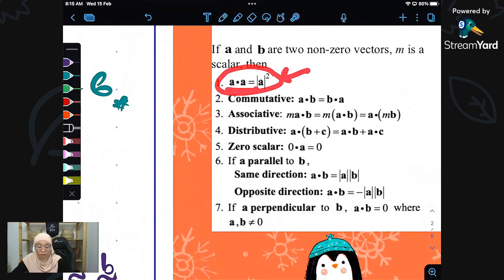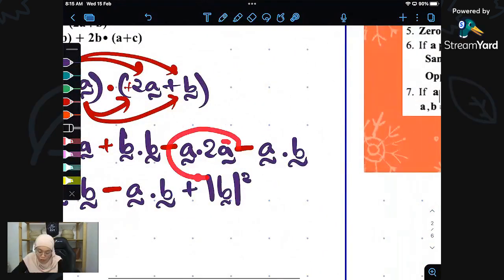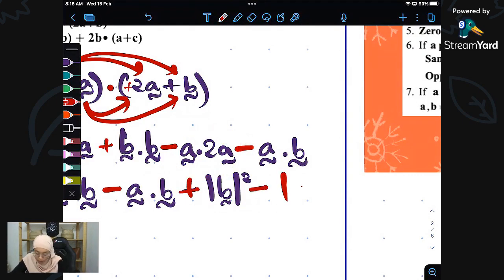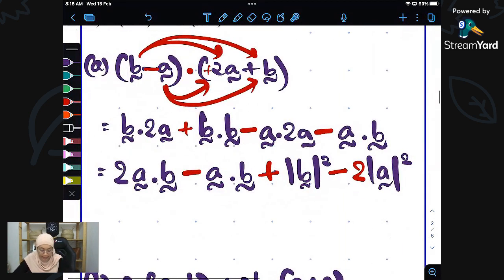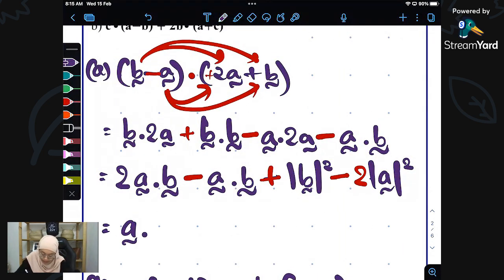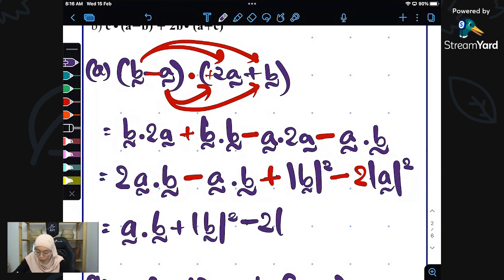Okay. This is the first property. Same goes to this one, A.A. So don't panic, it's the same thing anyway. So A.A adalah modulus of A vector and then square. Tapi jangan lupa di depan ni kita ada 2. Sebab apa? 2 ni boleh letak di luar. Wajib ada di situ lah. Tak boleh tinggalkan. And so the answer is just A vector dot B vector plus with modulus of B vector squared minus with 2 modulus A vector squared. That's it. That is our answer.